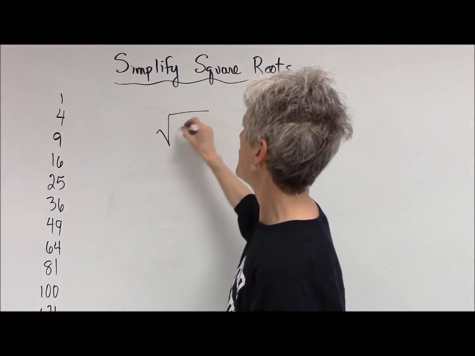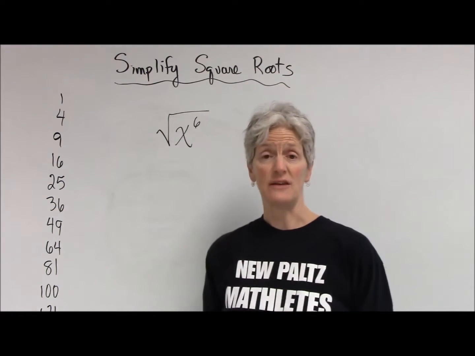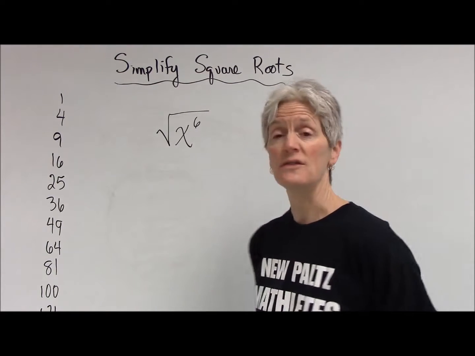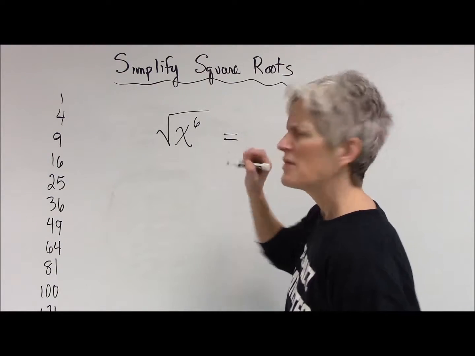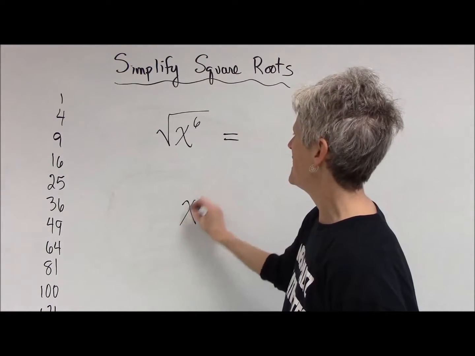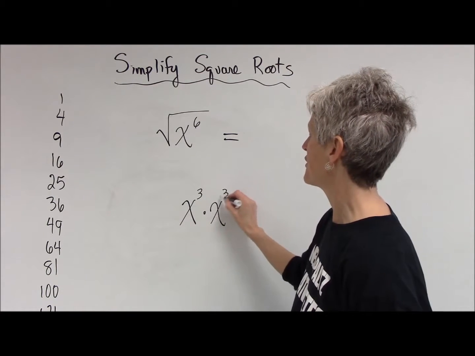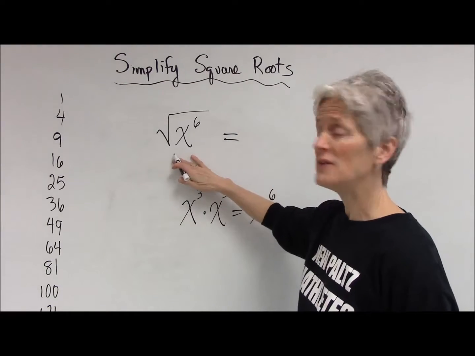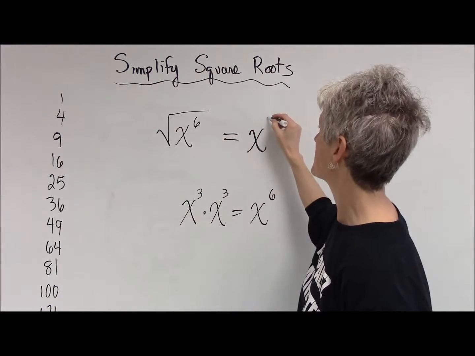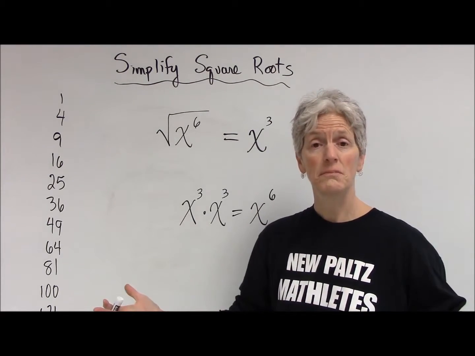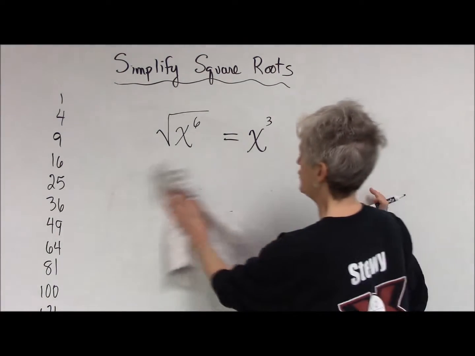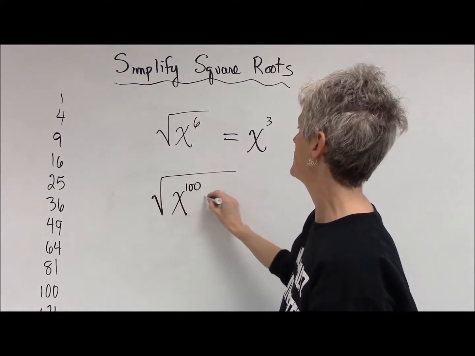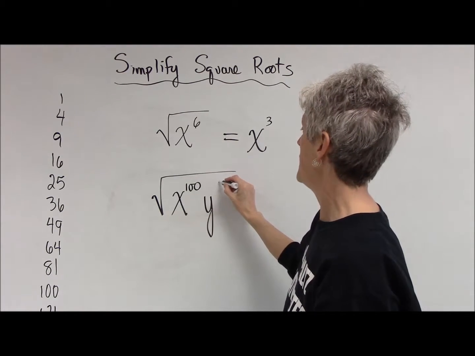So what would happen if I want to take the square root of x to the 6th? I'm looking for something times itself that equals x to the 6th. Well, if we think about our exponent rules, I know that x to the 3rd times x to the 3rd equals x to the 3 plus 3, or 6. All right, so that means that the square root of x to the 6th must be x to the 3rd. That seems pretty reasonable. How about the square root of x to the 100th times y to the 8th?